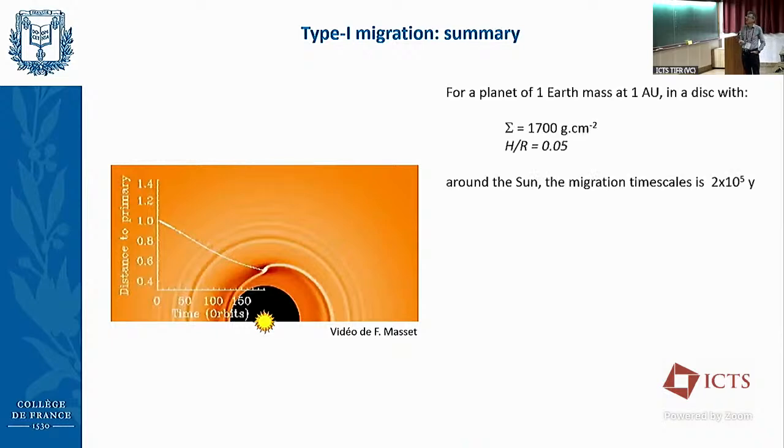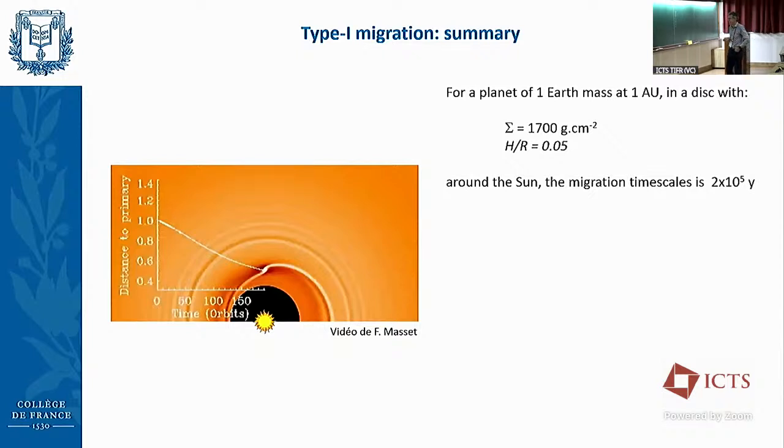So if you apply the formula I gave before for a planet of 1 Earth mass at 1 AU in a fairly typical disk, what we call the minimum mass solar nebula disk, a reference disk that everybody uses in the community. Doesn't mean that the disk was exactly this one, but it's a good reference. So the density at 1 AU would be 1,700 grams per square centimeter of gas, and the aspect ratio would be 5%. So then the migration time scale would be only 200,000 years.